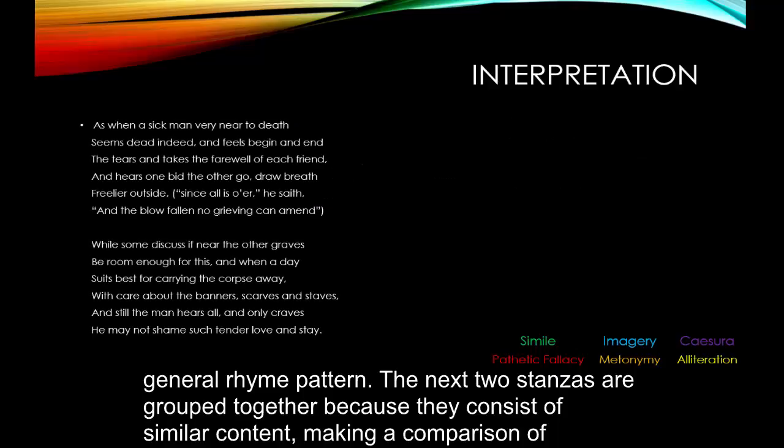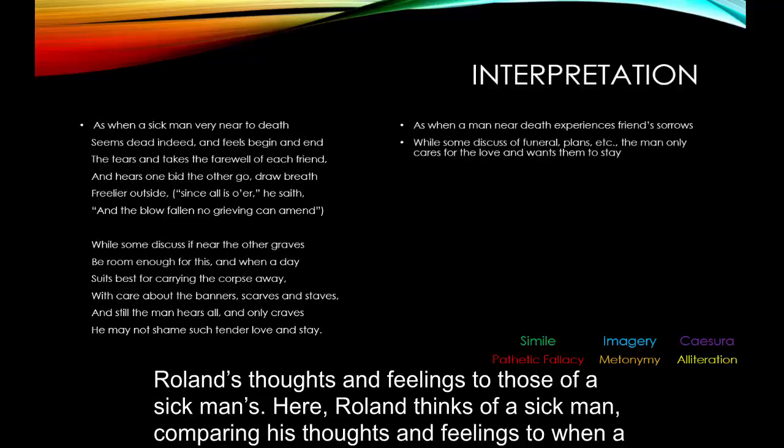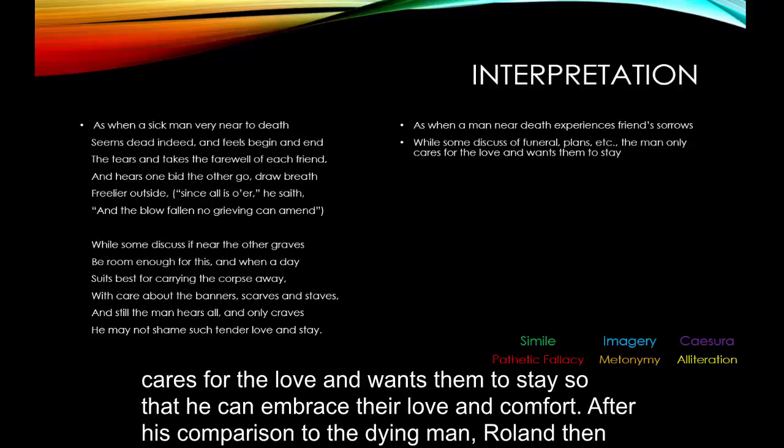The next 2 stanzas are grouped together because they consist of similar content, making a comparison of Roland's thoughts and feelings to those of a sick man's. Here, Roland thinks of a sick man, comparing his thoughts and feelings to when a man near death experiences his friend's sorrows. While some of his friends discuss the funeral plans, etc., the dying man only cares for the love and wants them to stay so that he can embrace their love and comfort.